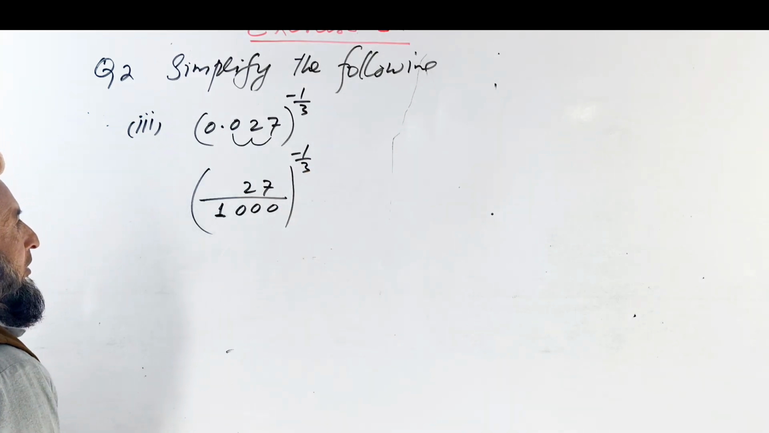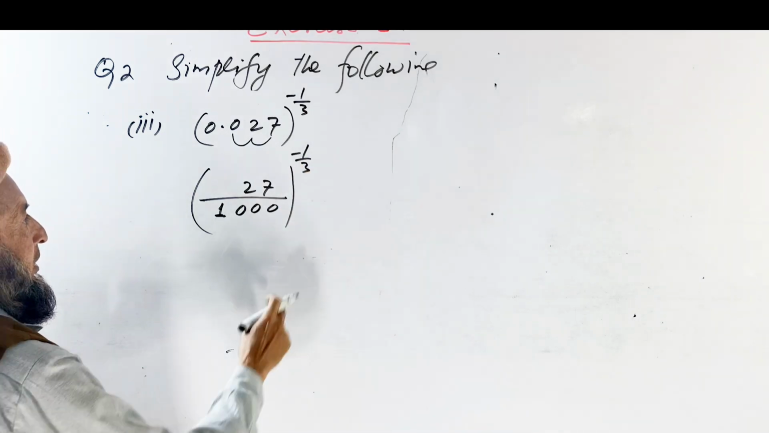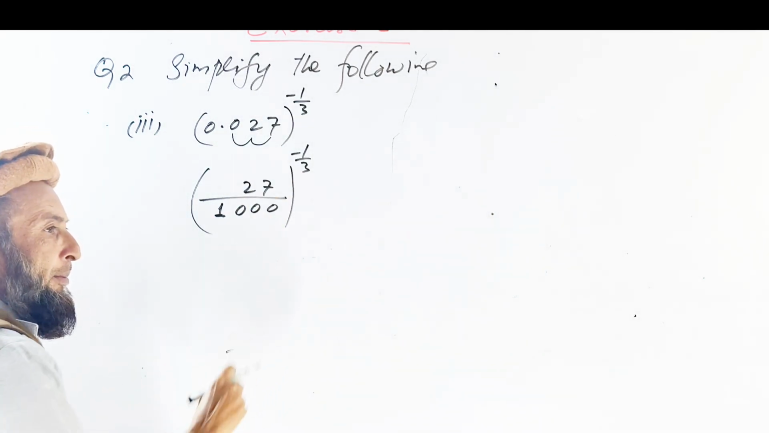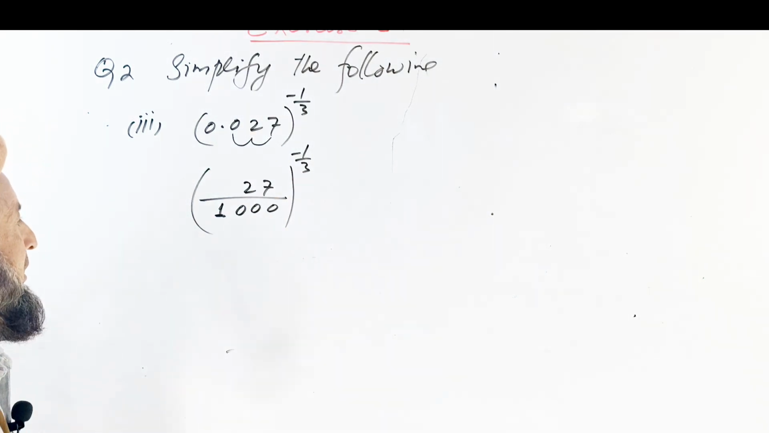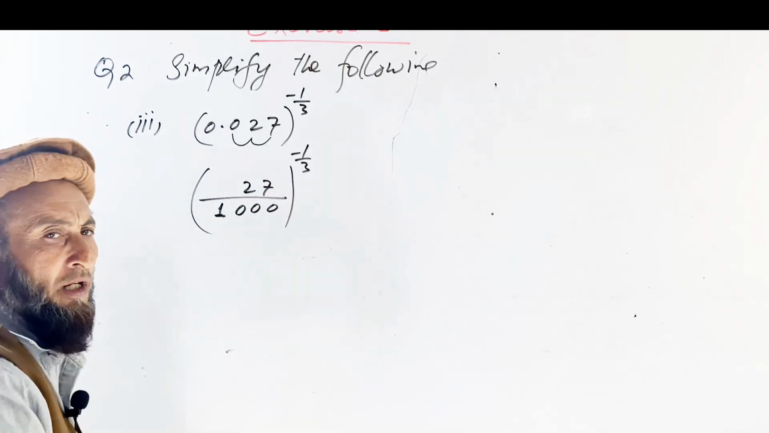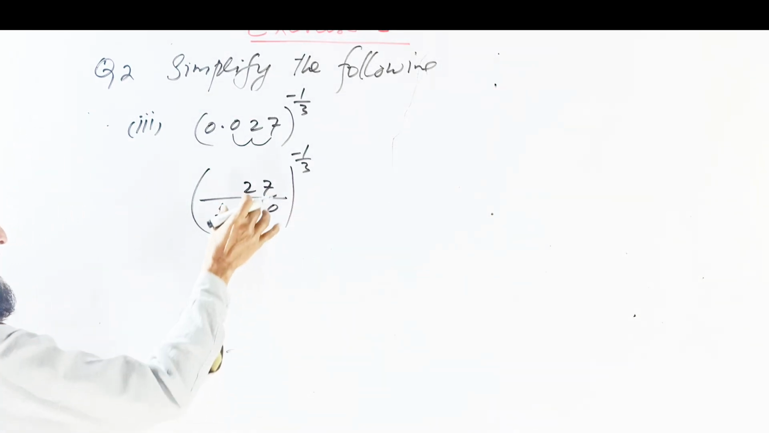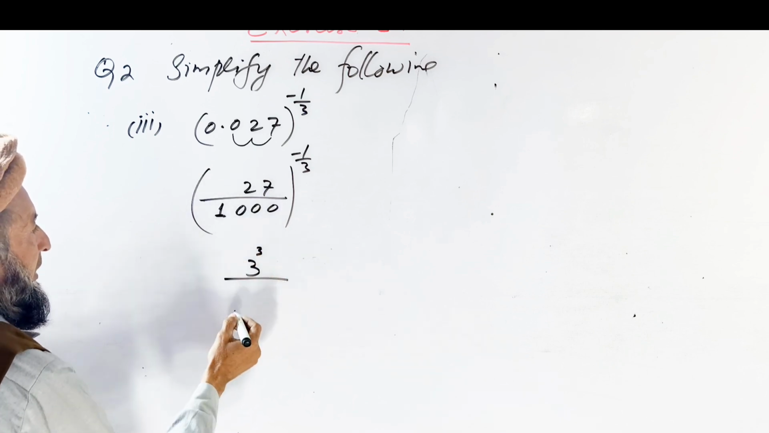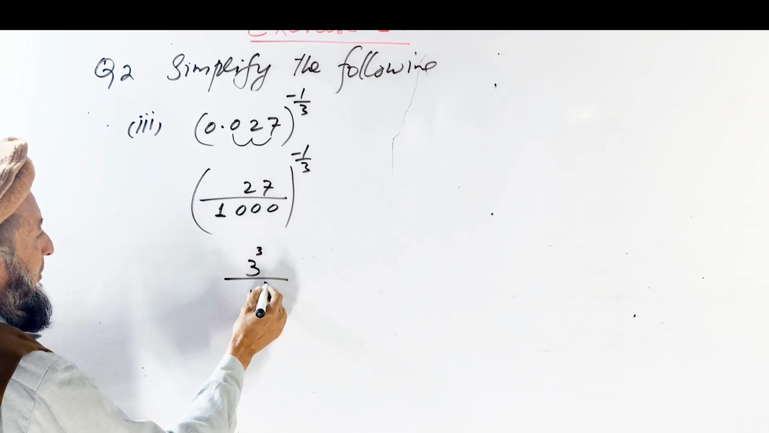We have already discussed that the denominator of the fraction, 3, gives complete information: any integer, if we multiply it 3 times, we get the answer. Here 27 we can write as 3 power 3, and similarly 1000 we can write as 10 power 3.